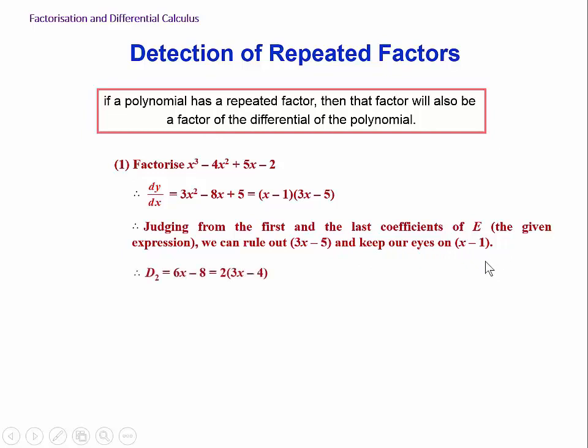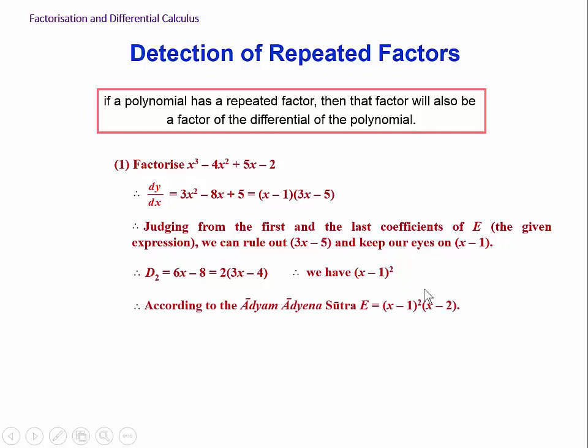Now the question is, although we've already shown that x minus 1 is a factor of dy/dx and of the original expression, we don't know if it's going to be repeated again. So we have to work out the second differential and see if x minus 1 is a factor, which it isn't, and therefore we have x minus 1 squared.